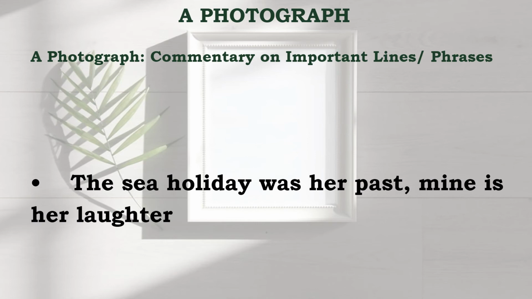Let's take up the next important line from the poem. The line is, "the sea holiday was her past, mine is her laughter." Let's understand the meaning of this line. The incident of the sea holiday and the laughter of the mother, which were revived by the look at the snapshot, are now both the things of the past.